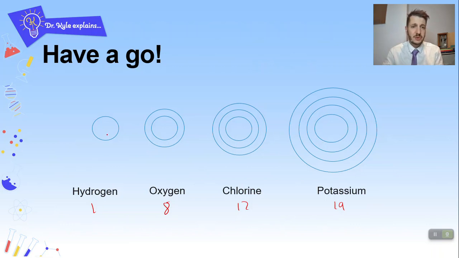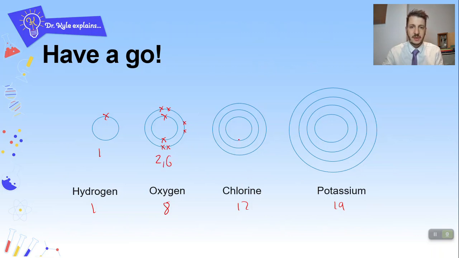Okay, great. So hydrogen, nice and easy. 1 electron in the first shell. Job done. You write down 1 there. That's that one finished. Oxygen then. So 2 electrons in the first shell. That's now full. And then we go 1, 2, 3, 4, 5, 6. So that's now 8 in total, and so the electronic configuration is 2 and 6.